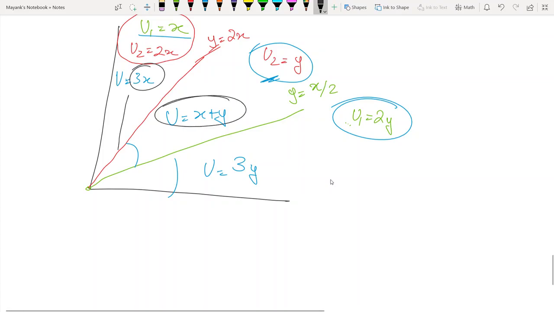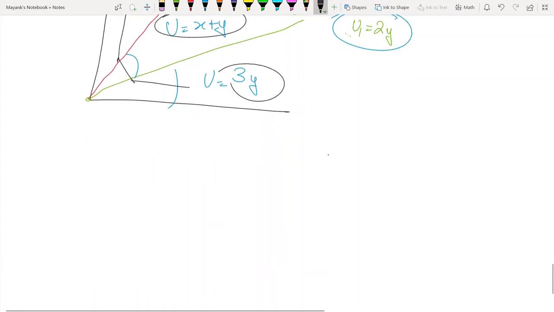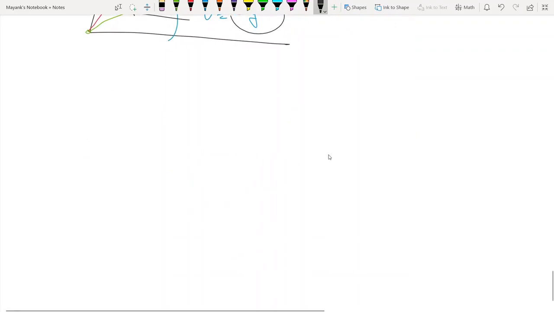What about here? Slope minus 1. And here, horizontal. Okay, so in the end, if you want to plot the final structure, draw two lines.